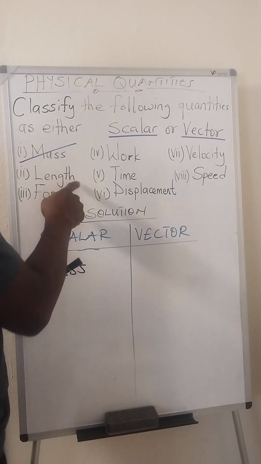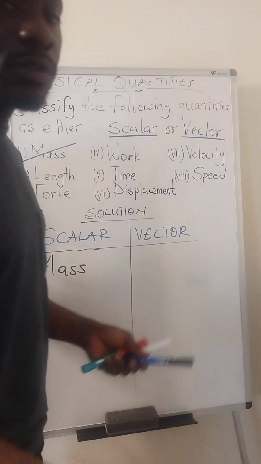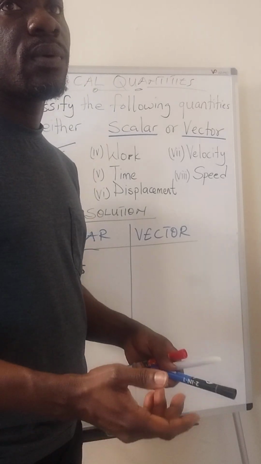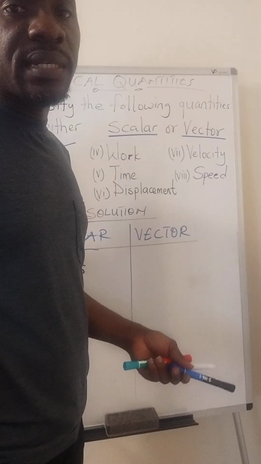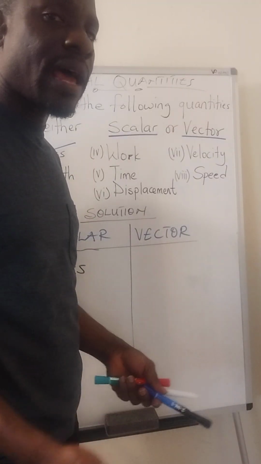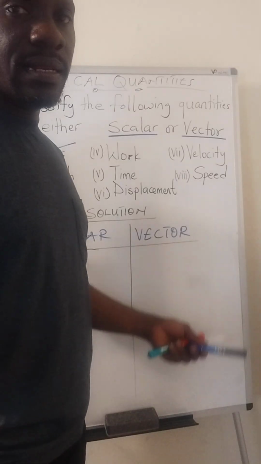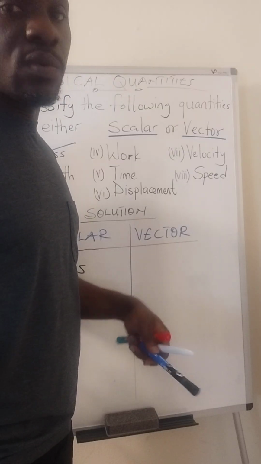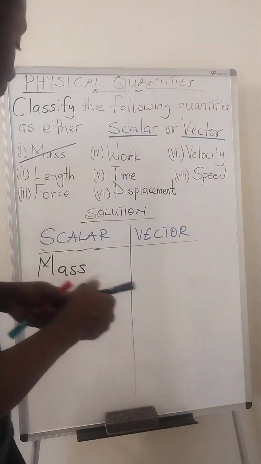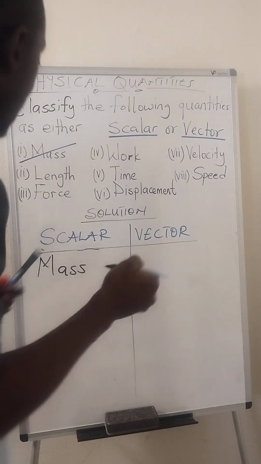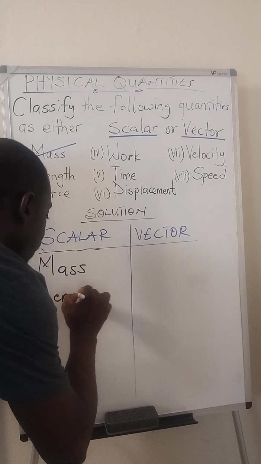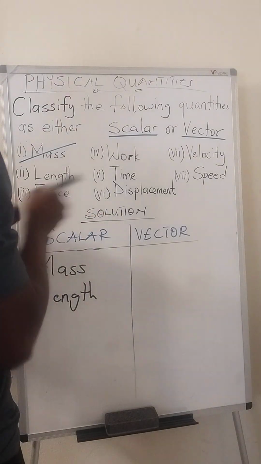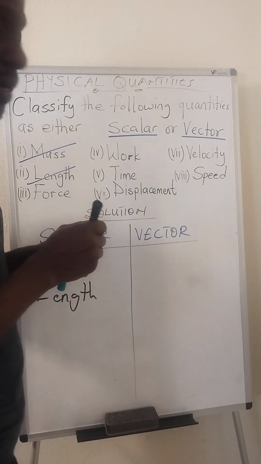Now the next one is length. Length, okay, is the interval between 2 points. And so interval can be in any direction. But if I did not specify the direction, and therefore if I say length, interval between 2 points, that's it. Is it to the left or to the right? No additional information was given. And so it makes length also a scalar quantity. So length, and then we cross it out as usual. Length is out. We have taken care of that one.